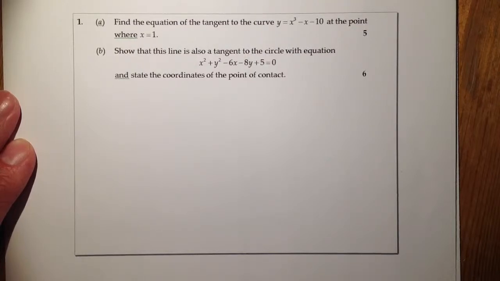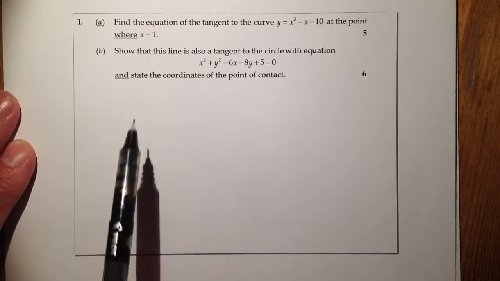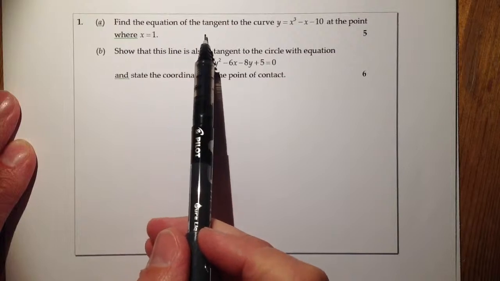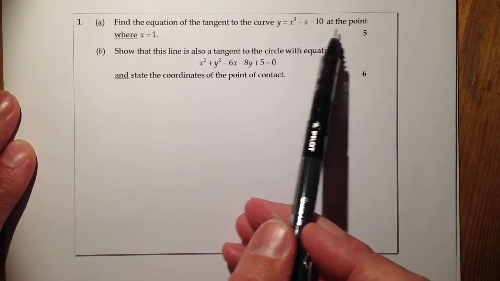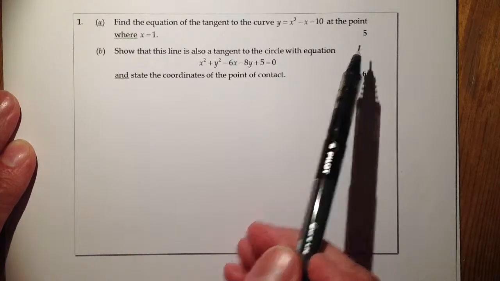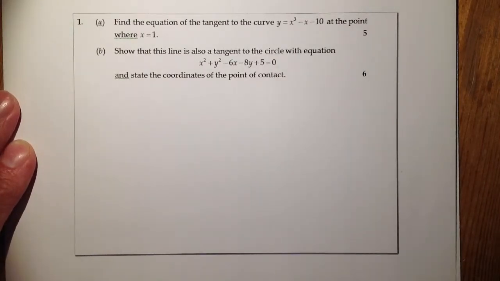This is Higher Maths, practice paper F, and we're looking at question 1 in the calculator paper. Here we go. So find the equation of the tangent to the curve y is equal to x cubed minus x minus 10 at the point where x equals 1. We've got 5 marks that we're going to get for this one here.